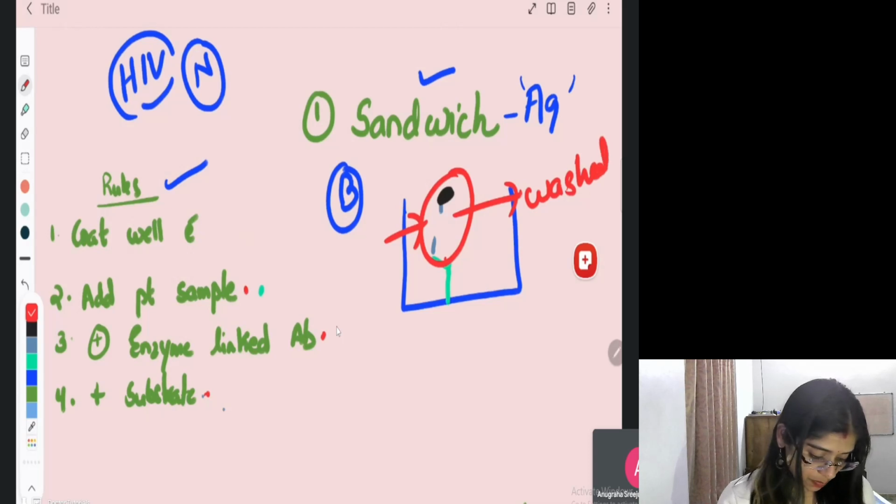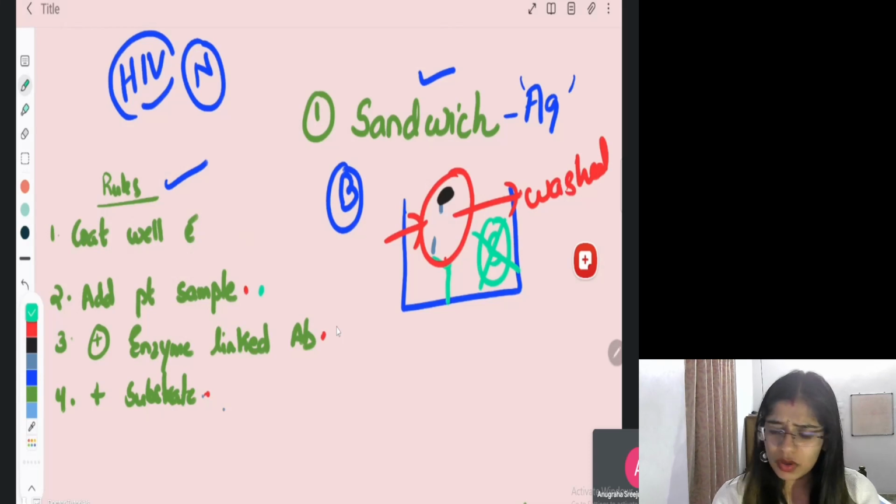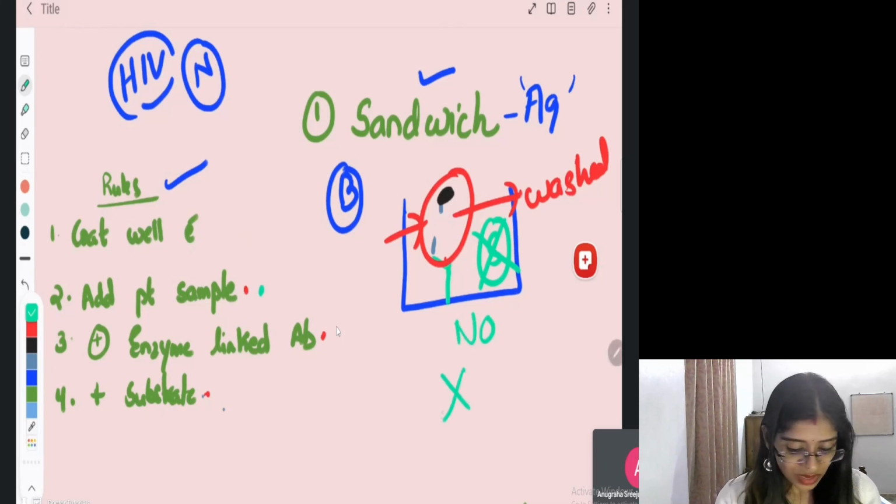And the last step is what? You add a substrate. Now to break down the substrate, do you have enzyme here? Because the enzyme-linked antibody got washed away, you don't have an enzyme. So will the substrate be broken down? No. Will there be color? Obviously there's not going to be any color formation. So this is a normal person.